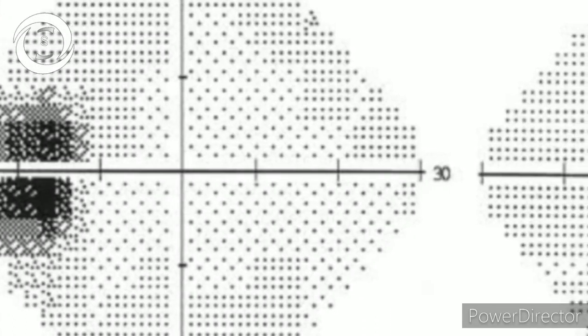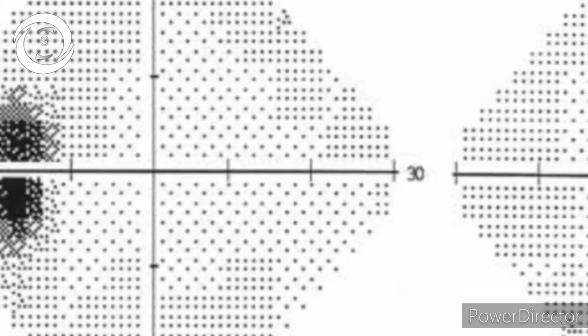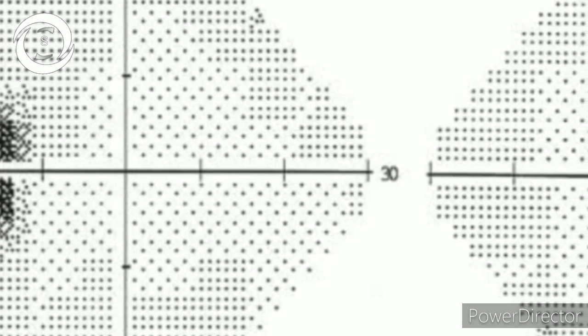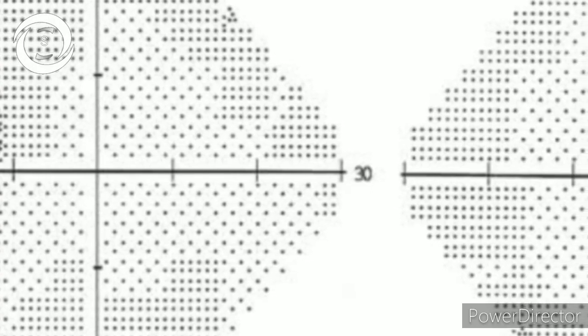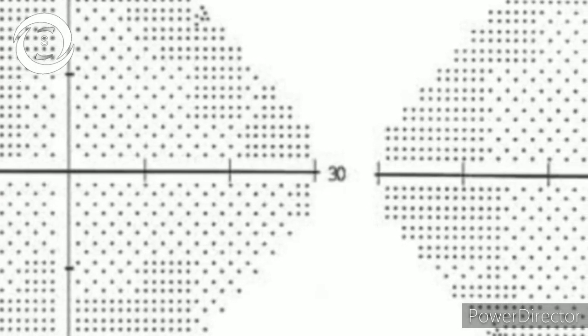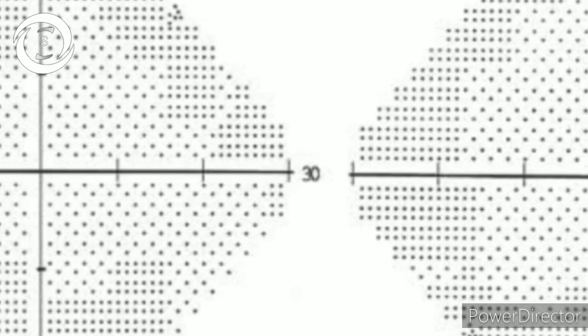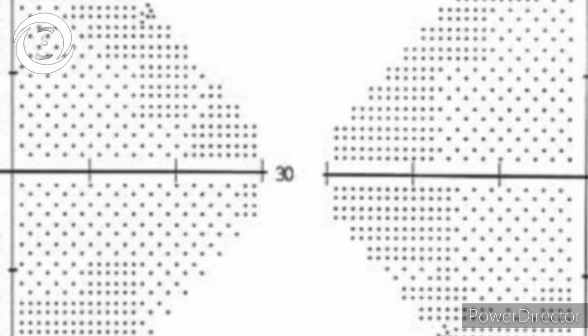So here we come to the fifth video of the visual fields series. We will discuss mostly neurological visual field defects. The first defect I am showing you is an enlarged blind spot.